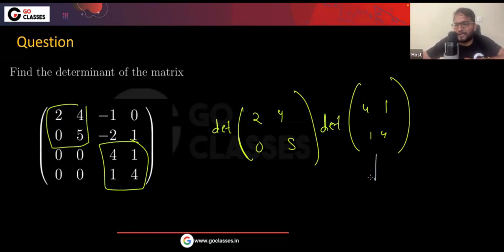Anyway, it is just like A, B, B, A. So it will be A square minus B square, right? So it will be 16 minus 1, so it is 15, into 10. So it is 150. If you do this also, you will be getting 150 as an answer. I mean, do it without using block matrix properties. You will be getting 150 as an answer.